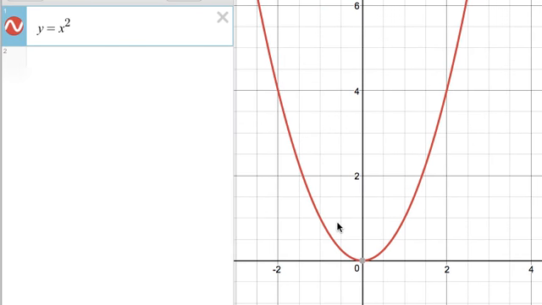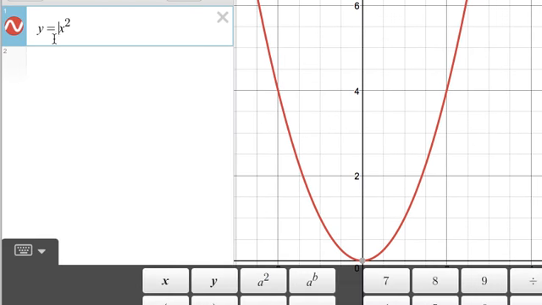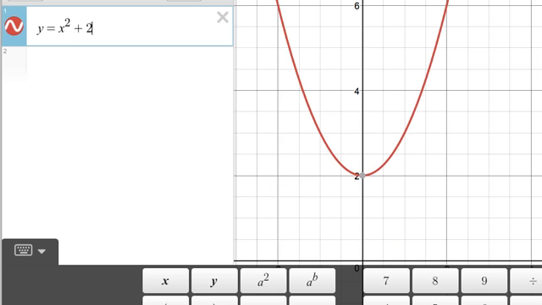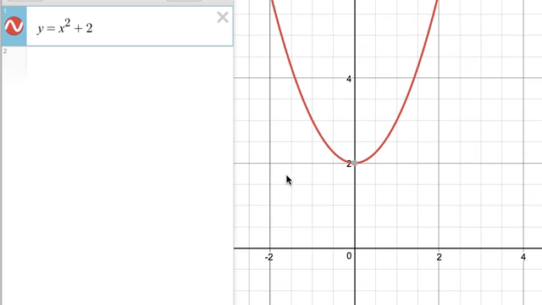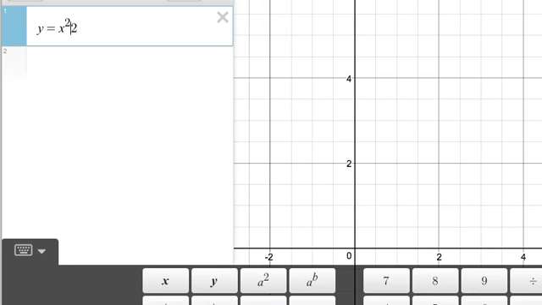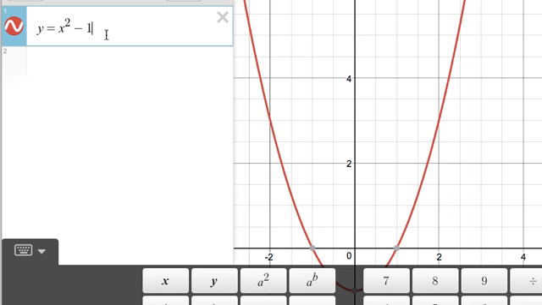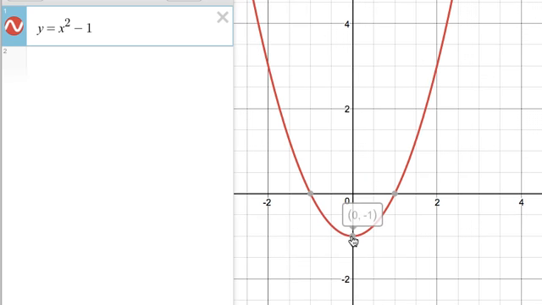I can move this graph around. One of the easiest ways I can move it around is by adding a number to it. If I add 2, it moves it up to intercept here on the y-axis at +2. Similarly, if I make that -1, then it intercepts down here at y equals -1.